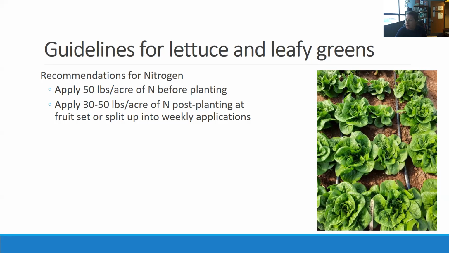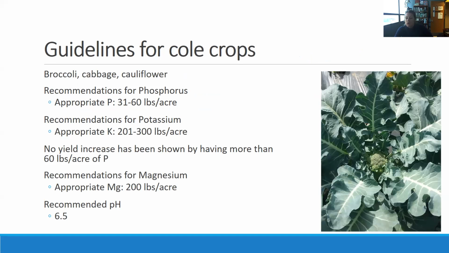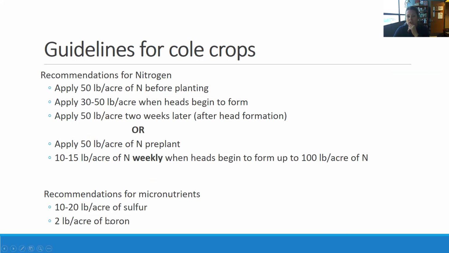That's going to be your steady source of nutrition for the plant. Cole crops, so your broccoli, cabbage, cauliflower, Brussels sprouts, all that stuff. Again, similar recommendations for P and K and magnesium. You want a pH right around 6.5 for optimal crop production.